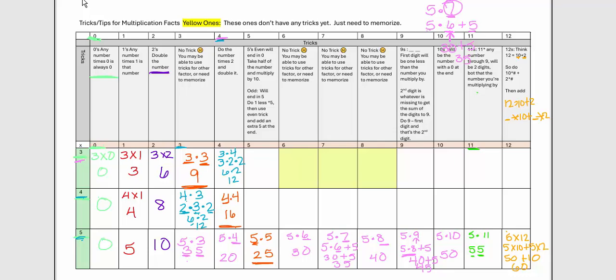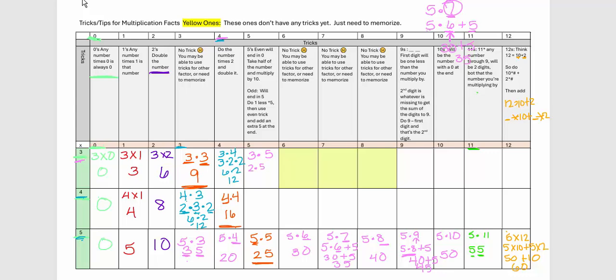All right, let's go back to the 5s over here. So this one, 3 times 5. Remember the trick for the 5s is if this is odd, I bump it down 1, so I can do 2 times 5, and then I just have to add another 5. So this is going to be 10 plus 5, which is 15. And then for 4 times 5, I can change it to tens, so half of this is 2. This is the same as 2 times 10, which is 20.